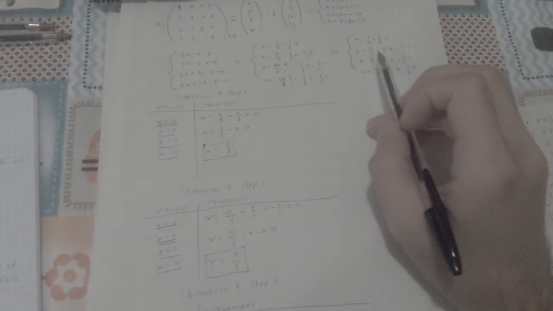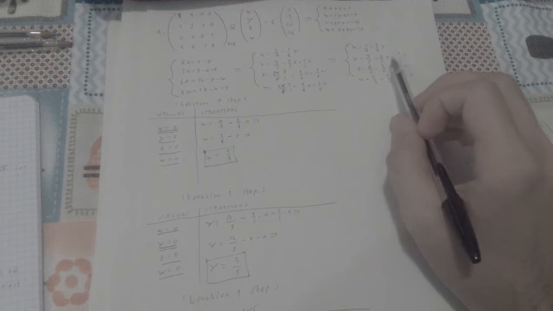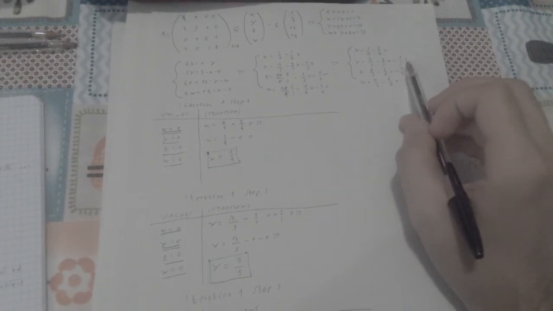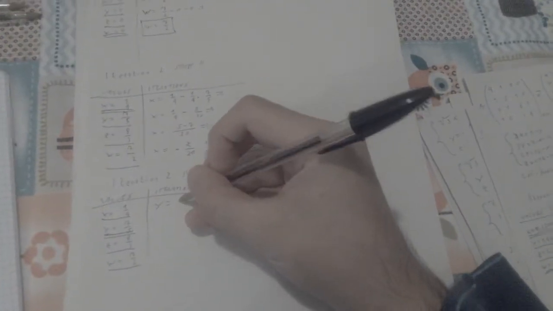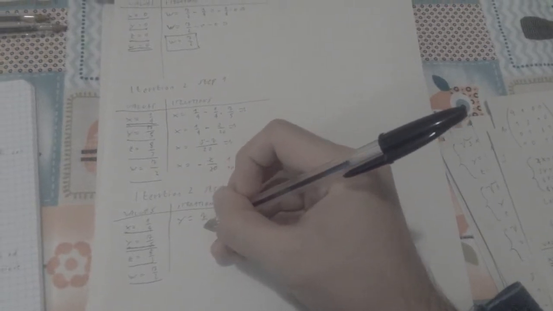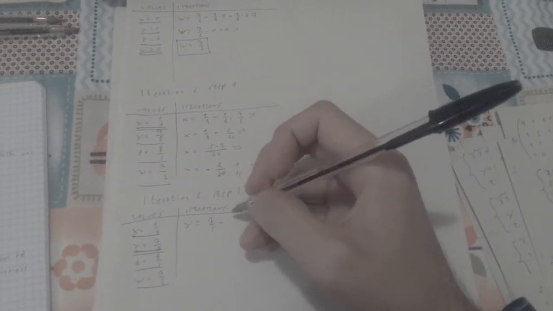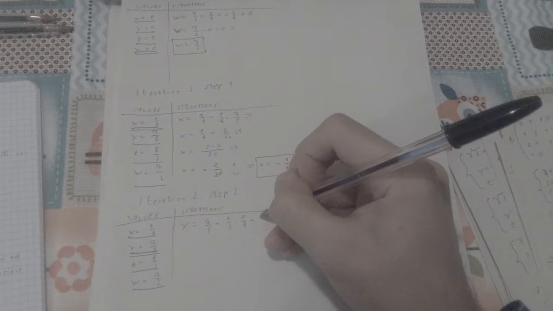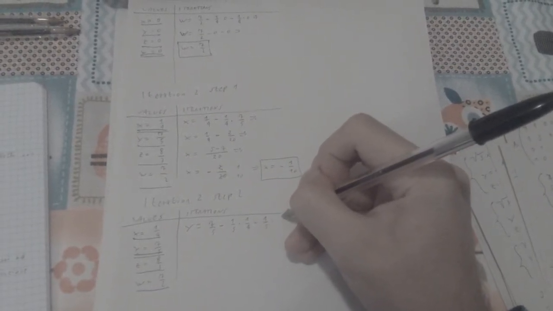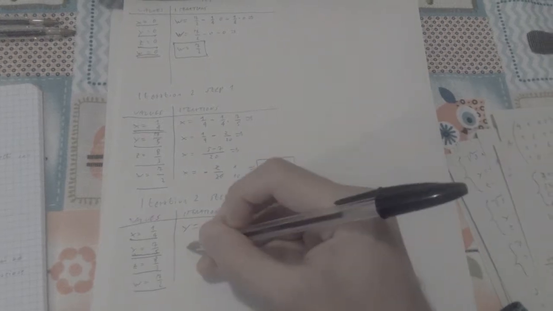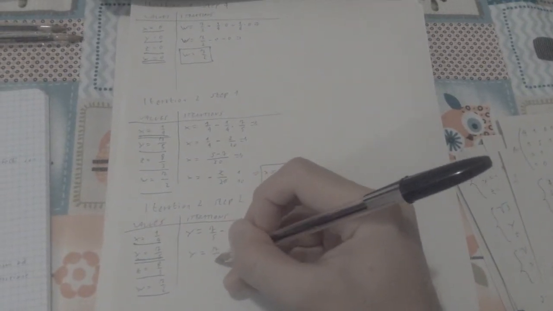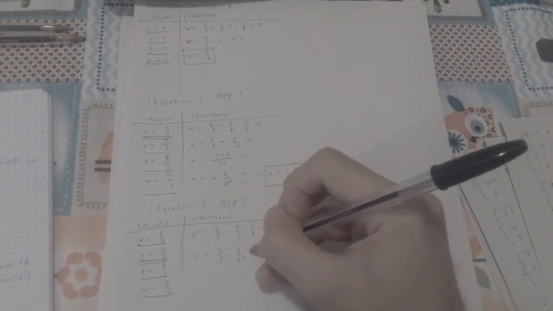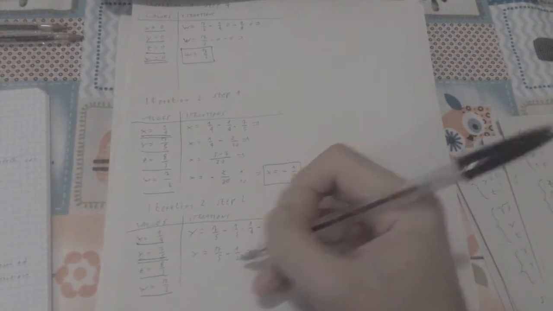So y is actually going to be equal to 7 over 5, a scalar, it's not dependent on anything, minus 1 over 5x, so it's dependent on x, minus 1 over 5z, so it's dependent on z. Therefore, y is going to be equal to 7 over 5 minus 1 over 5 times 1 over 4 minus 1 over 5 times 8 over 3. Therefore, y is actually going to be equal to 7 over 5 minus 1 over 20 minus 8 over 15.